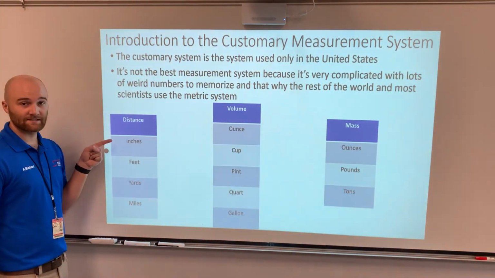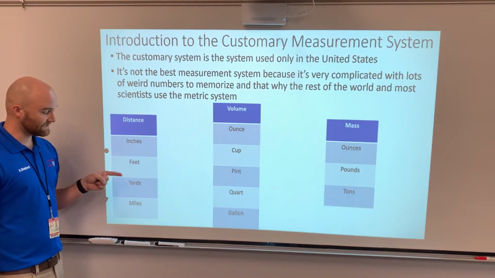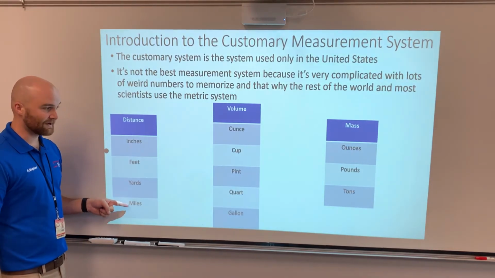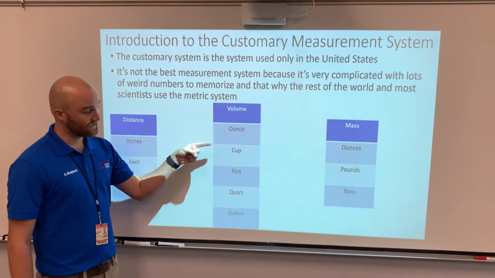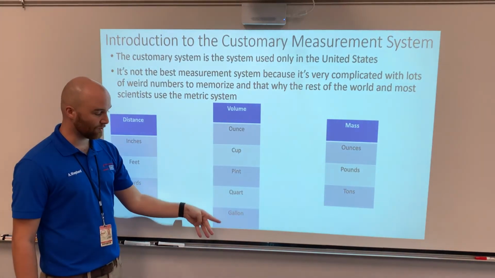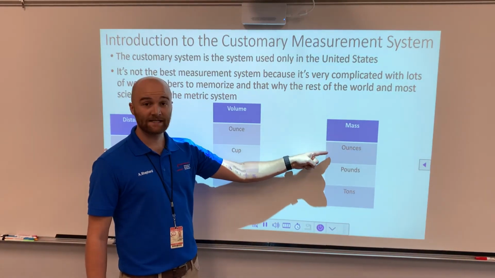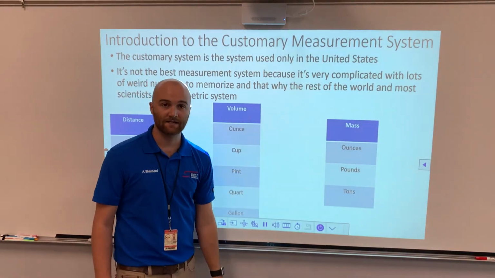Over here in distance, it takes 12 inches to make a foot, then it takes 3 feet to make a yard, and it takes 5,280 feet to make a mile. It takes 8 ounces to make a cup, it takes 2 cups to make a pint, 2 pints to make a quart, but it takes 4 quarts to make a gallon. Over here in mass, it's 16 ounces in a pound, and it's 2,000 pounds in a ton.